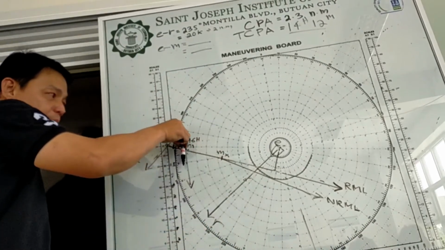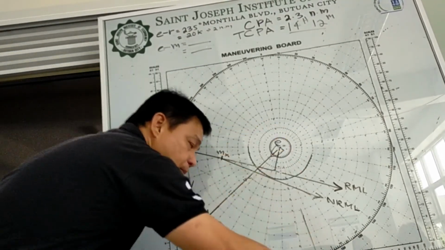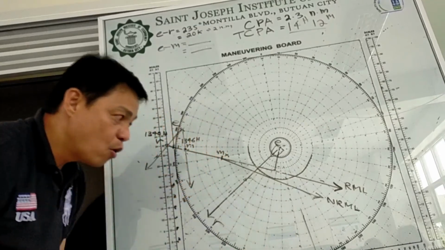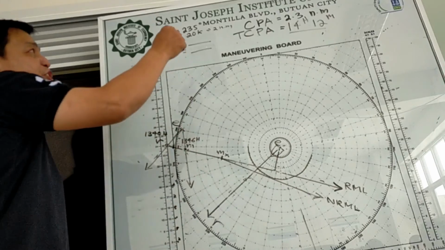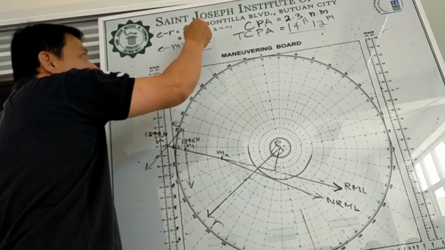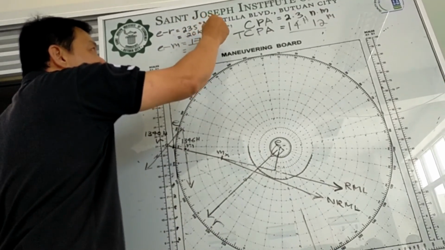So, kani? Okay. How much is that? 173. So, 173 is the true course of the target.